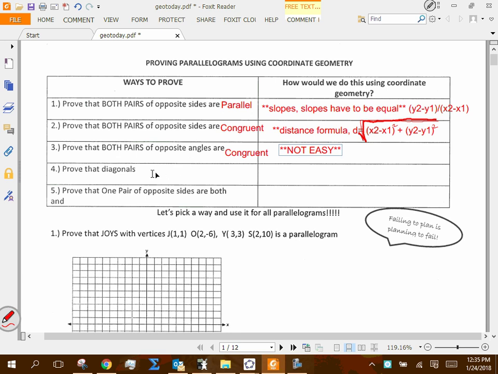This one, prove that diagonals... What do the diagonals have to do to one another in a parallelogram? Good. Bisect each other. I'm going to write, instead of each other, I think one another might be a better phrase because it tells me that the first diagonal bisects the second one, and the second diagonal bisects the first one. Okay? There's a couple different things you could use here, but I'll talk about the one that is the most efficient, the quickest.